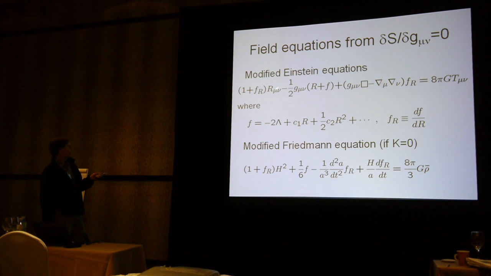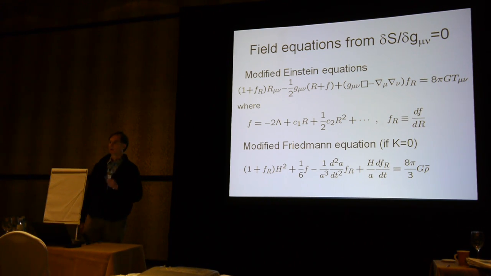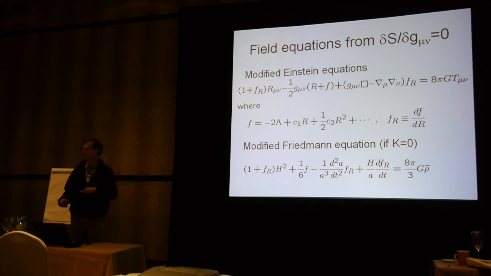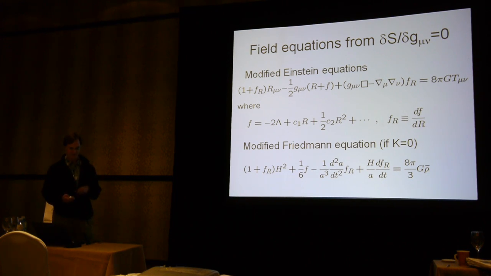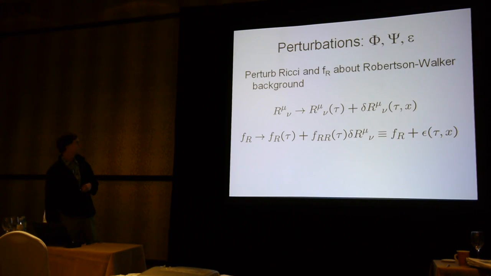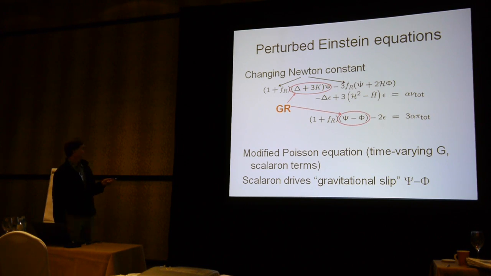One plus f sub r multiplies essentially the Einstein tensor, and if you divide through by that factor, you'll see it redefines the Newton constant. This f sub r may vary with time and space, and so it is a time and space dependent redefinition of the Newton constant. That's rather ugly, but there it is.